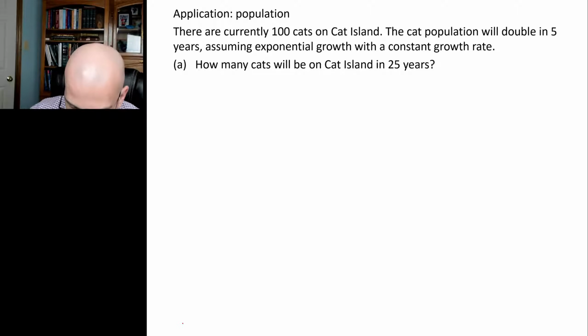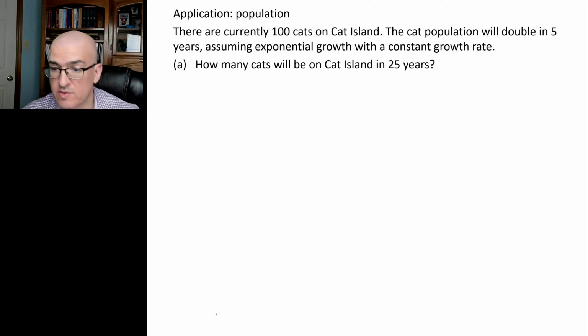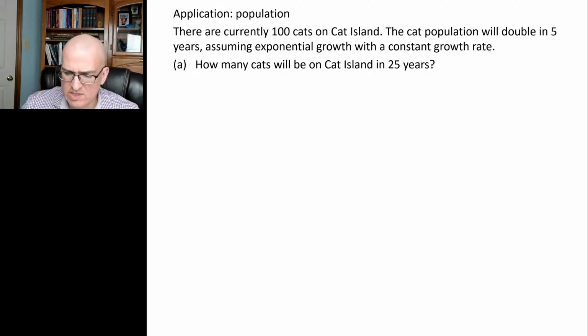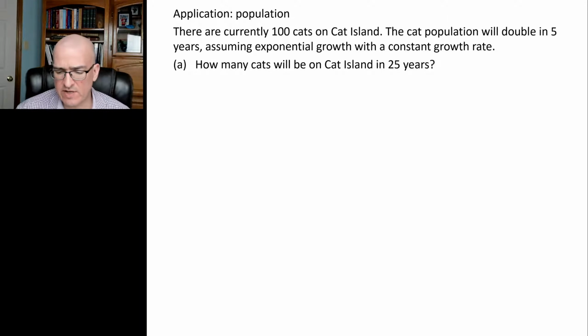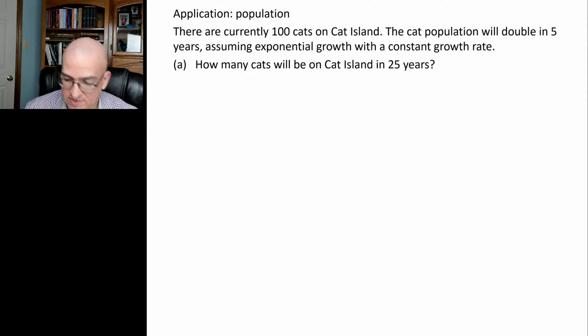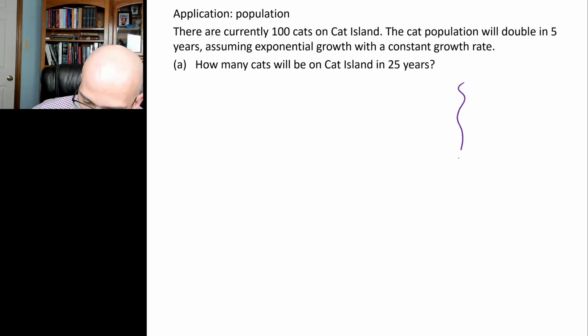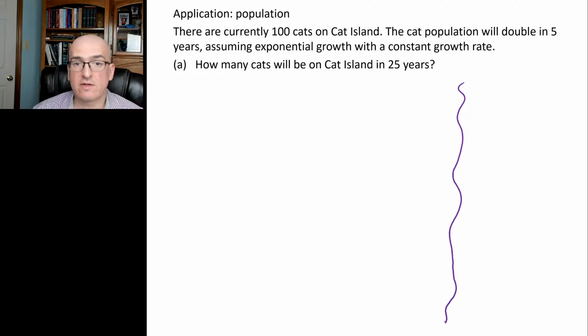Okay. So, a related example. Instead of bacteria, it's cats. We have 100 cats on Cat Island. The cat population will double in 5 years, assuming exponential growth. How many cats will be on the island in 25 years? I'm going to first figure out what the answer must be using logic, and then we'll use math.